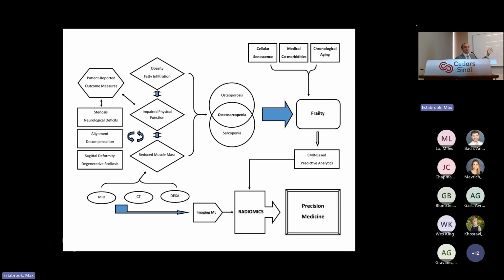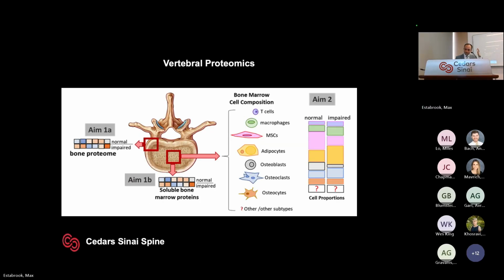The problem is a lot of the things that we do have implications on this, right? A lot of our patients have stenosis or weakness in their legs, which then impairs physical function, which then impairs their muscle content and all of these things. So it's a very complex interplay of things. But this is kind of what we need to be thinking about as a big picture.